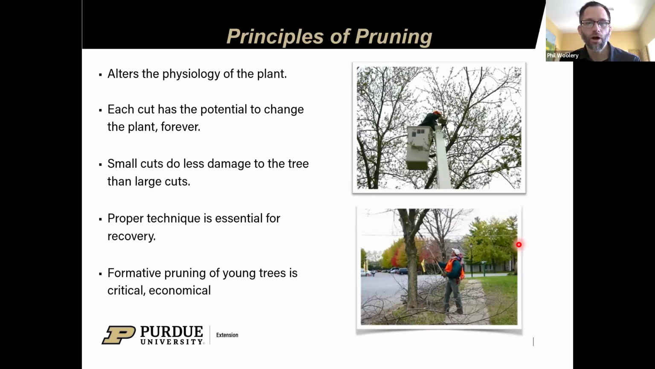All right, so with pruning, we're altering the physiology. We're changing the amount of photosynthetic area the tree has, and changing the hormones. Each cut can potentially change that plant forever, for good or for bad. Generally, small cuts do less damage than large cuts, so they're a lot easier to seal over. Proper technique, which we'll look at, is essential for good recovery. Formative pruning on young trees is important and very economical. As a homeowner, you can do some of these things in a couple of minutes, and we avoid problems down the road that you'd have to hire a professional for, keeping that tree alive and healthy longer.